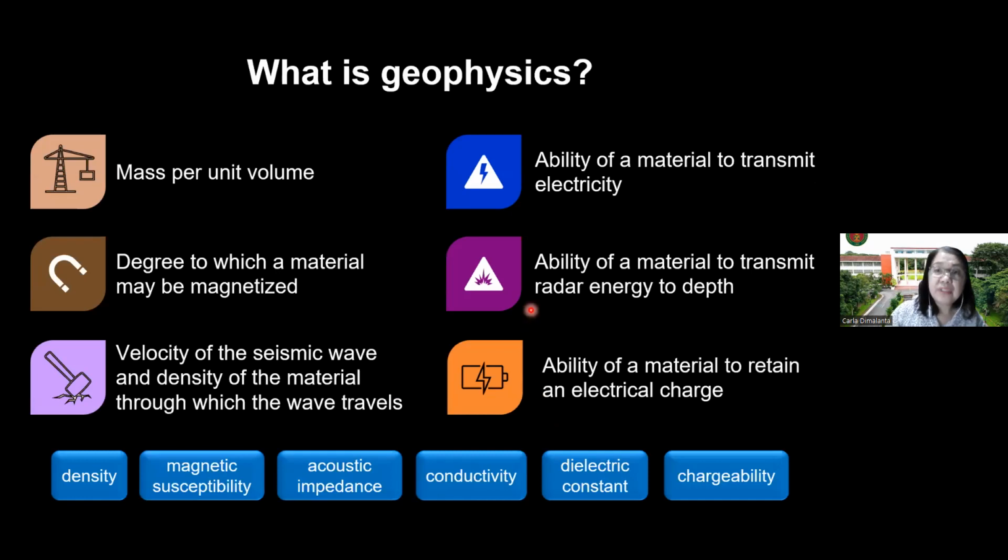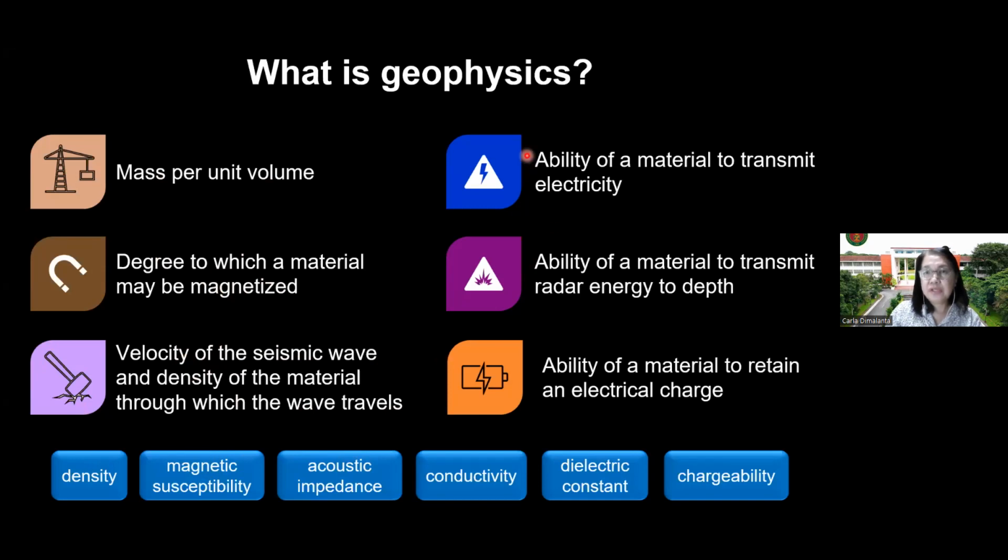The physical property that I'm talking about simply refers to these physical properties listed here. One is density, which we all know to be mass per unit volume. The other one is magnetic susceptibility. It just tells you how strongly a material may be magnetized. The next one is acoustic impedance, which just tells you the velocity of the seismic wave, which is affected by the density of the material through which the wave travels. This acoustic impedance is something that you will have to keep in mind because this is what we are going to be looking at later on when we try to look for gas hydrates using seismic reflection methods.